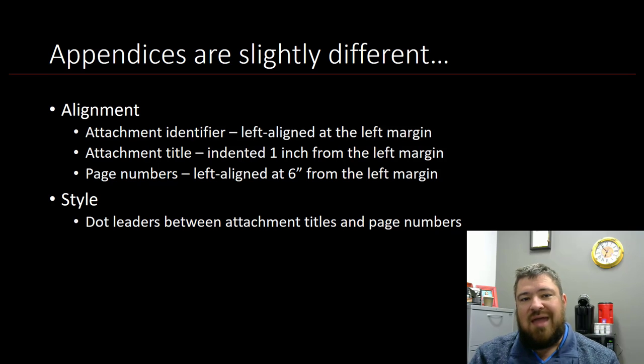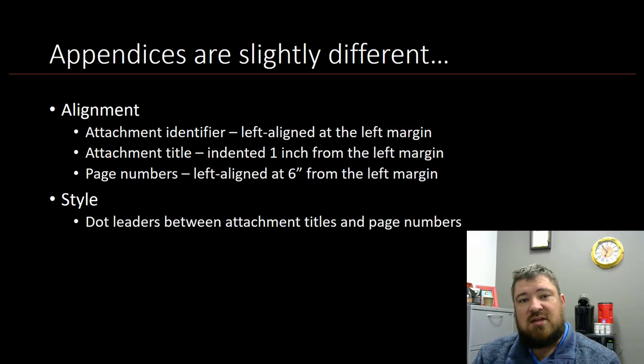In this case, we add an additional piece of information between the attachment identifier and the page number. The attachment identifier is attachment 1 or attachment 2. It's the indicator of which numbered attachment it is. So the attachment identifier, attachment 1, would be left aligned at the left margin.